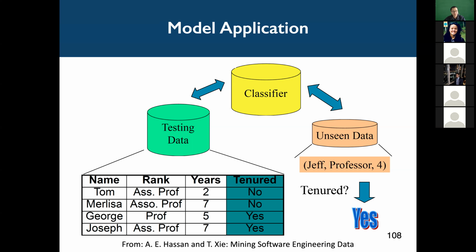We see here we have different types of data. The name is not a number, the rank is not a number, the year is a number, and tenure is not a number. So we have different types of data.